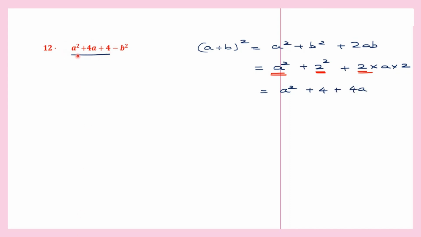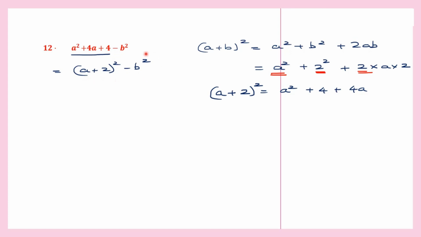So this can be changed into a plus b the whole square. So if we have to write that here, a is a itself and b is what? B is 2. So a plus 2 the whole square, so that we can write here. So this becomes a plus 2 the whole square minus b square. So now it is in the form of a square minus b square. So we have applied one identity already and we got this.